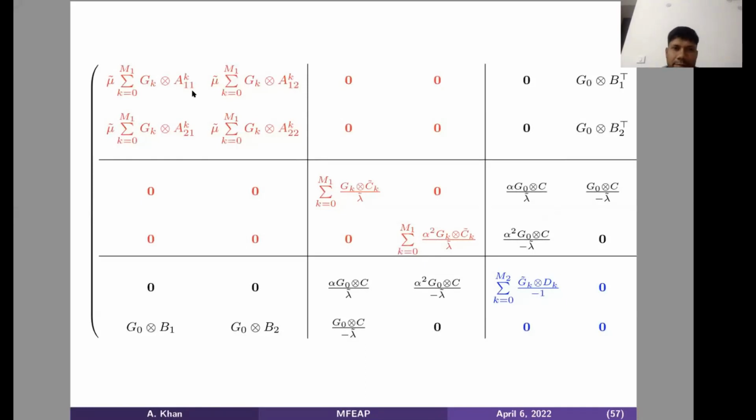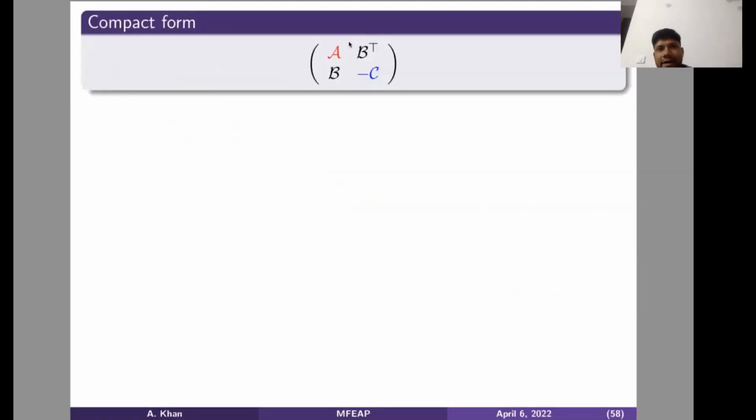So this black and red part we denote by A, and the blue and black part we denote by B. And then lastly the blue part we write in terms of C. So it is written in this compact form: A, B transpose, B, minus C. And here we know how to solve this.